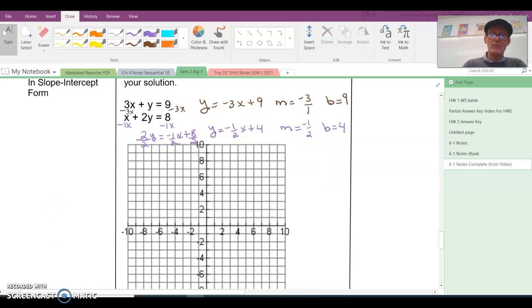Okay, so let's graph both of those. We're going to graph the brown one first. We're going to get 9 for a y-intercept, and then we're going to go negative 3, positive 1. Negative 3, positive 1. Negative 3, positive 1. So we're going to graph that line. And the purple one next, the y-intercept is 4, and the slope is negative 1 over 2. Oh, look at that, I found a point, yay. Negative 1 over 2, negative 1 over 2.